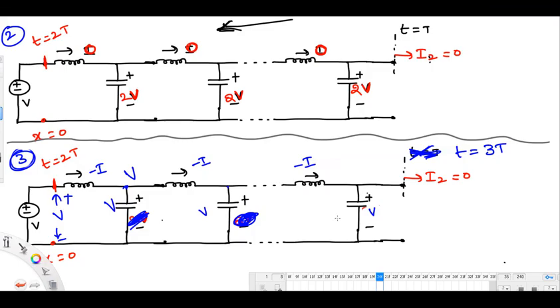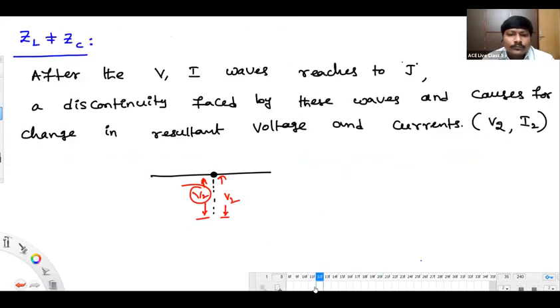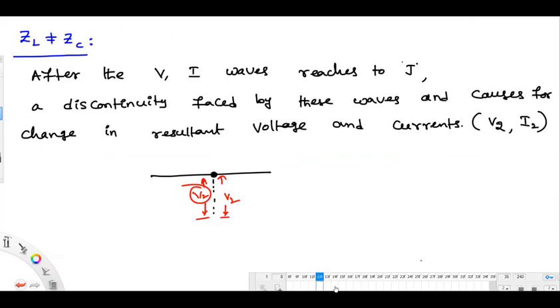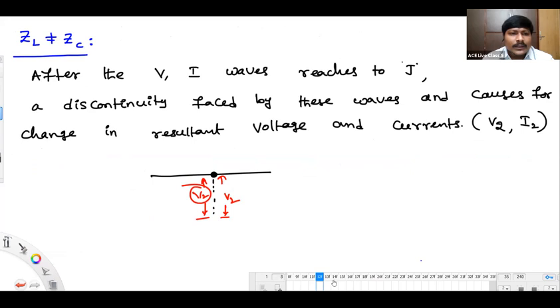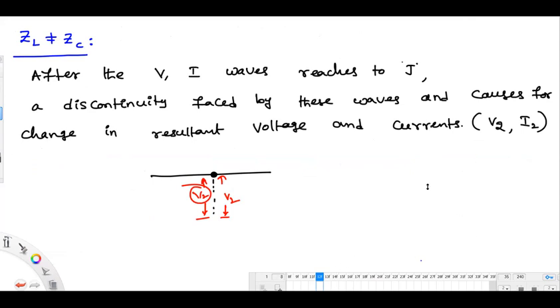Sir, my doubt is in the lossless line terminated with resistor load. You said that at t equal to capital T, VThevenin will be 2V, but it is V, sir. Capital T is nothing but T plus only. Don't think about that. Just after T we have capital T plus; both will be same. We should not consider that it is only T. After that only we have to consider, just after T. Okay, sir.